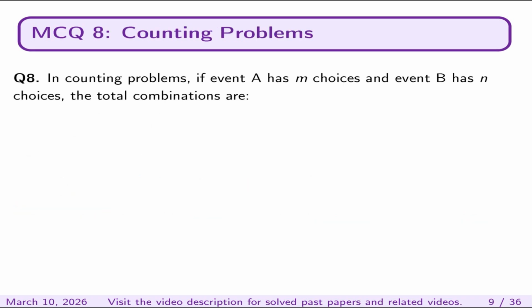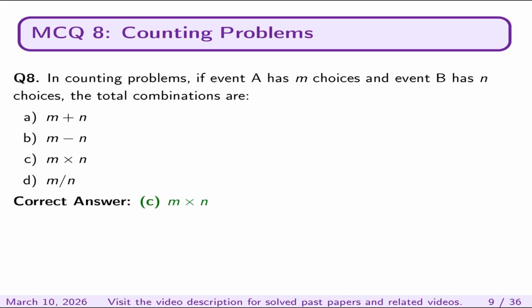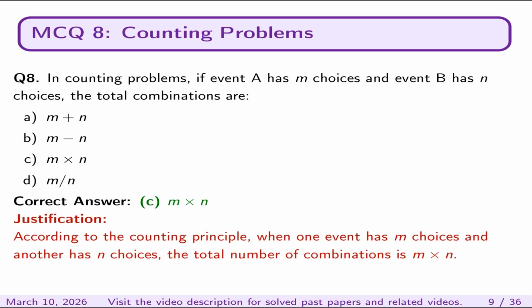Question number 8. In counting problems, if event A has m choices and event B has n choices, the total combinations are m plus n, m minus n, m times n, m divided by n. The correct option is m times n. Because according to the counting principle, when one event has m choices and another has n choices, the total number of combinations should be m times n.